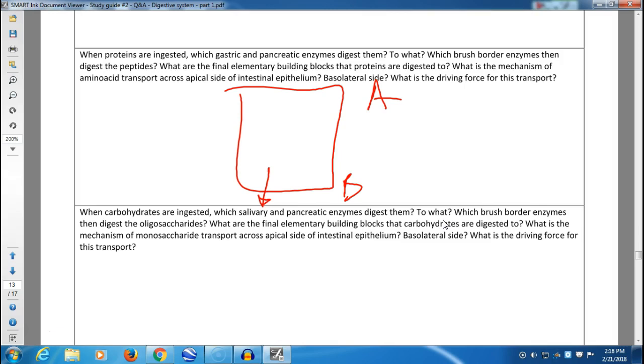They're broken down to what? Fatty acids and monoglyceride. Okay, not completely broken down. So they enter as part of a micelle. They enter the epithelial layer. What happens to fatty acids and monoglycerides in the epithelial cells?